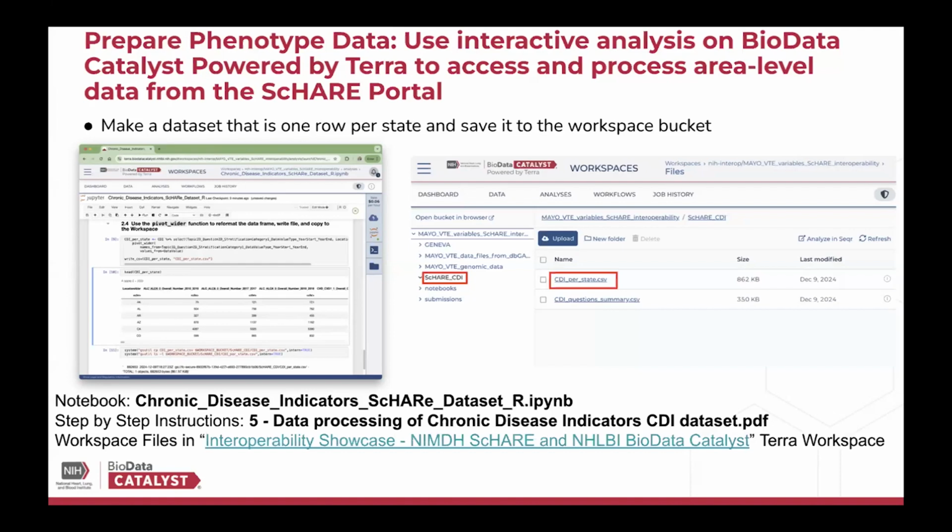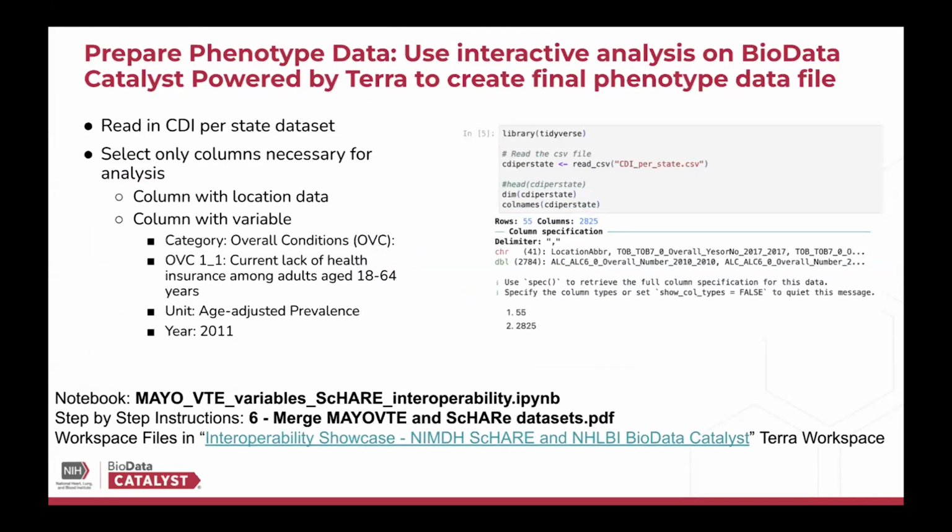After making a dataset that is 1 row per state, which you can see here, saved as CDI per state.csv in the ScHARe CDI folder. This notebook is chronic disease indicators ScHARe dataset R. We can read in the CDI per state dataset in our Mayo VTE variables ScHARe interoperability notebook and select only the columns necessary for analysis.